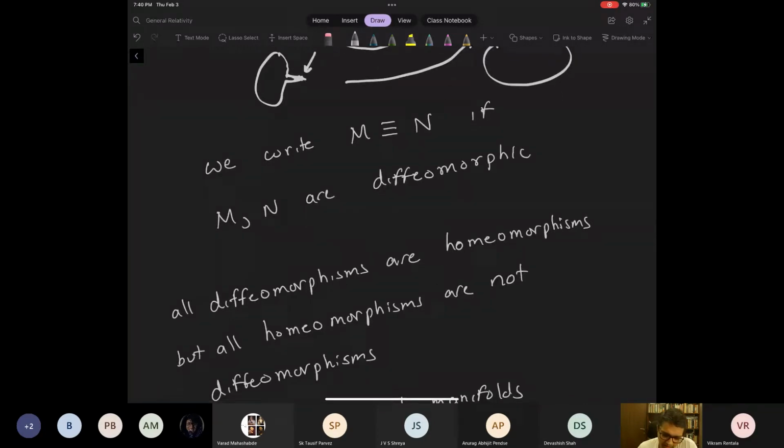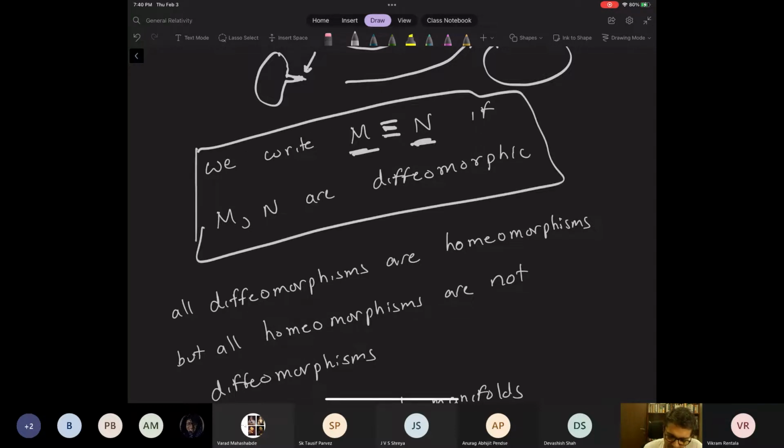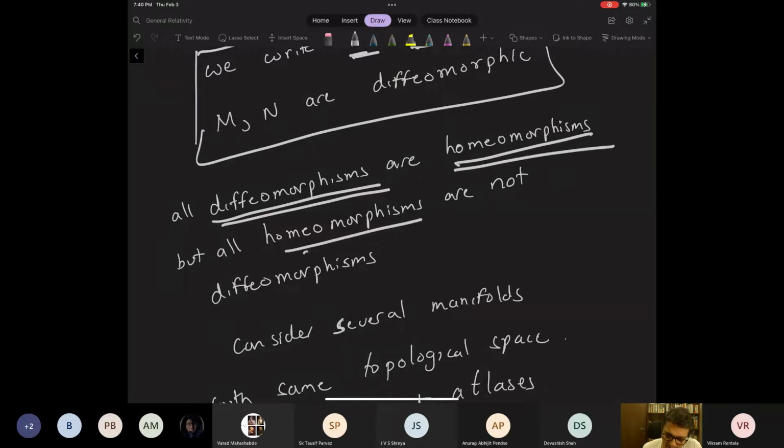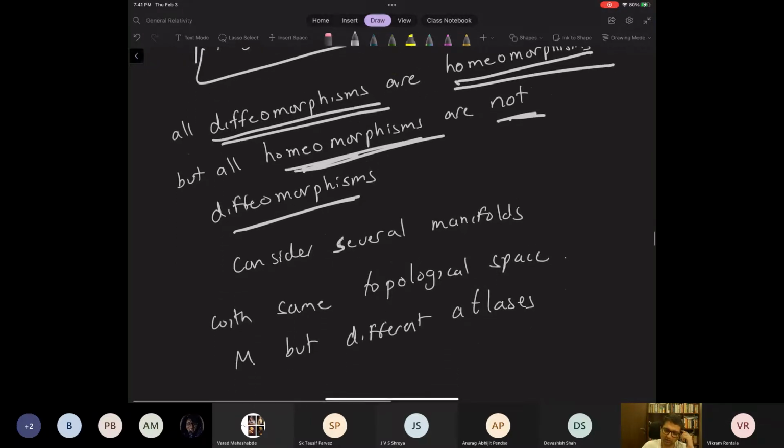So now, for any two manifolds, if M and N are diffeomorphic, we write M is equivalent to N. The point is that all diffeomorphisms, all these differentiable maps, are homeomorphisms, but all homeomorphisms are not diffeomorphisms. So this kind of pinching, or non-differentiable homeomorphism, those are not diffeomorphisms.